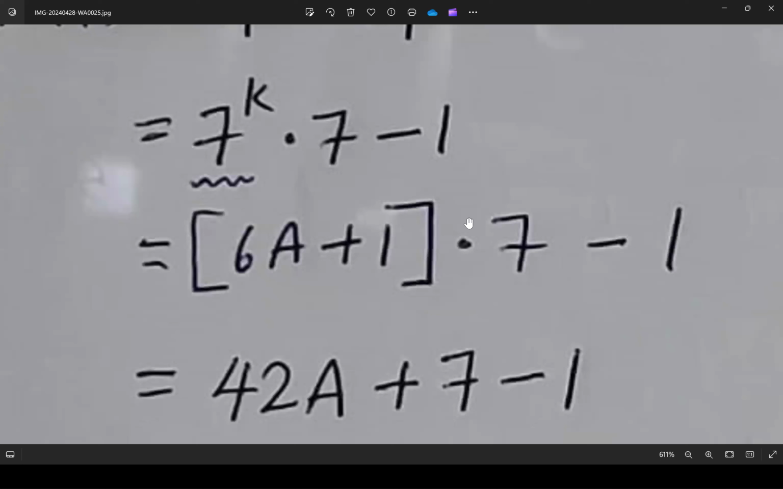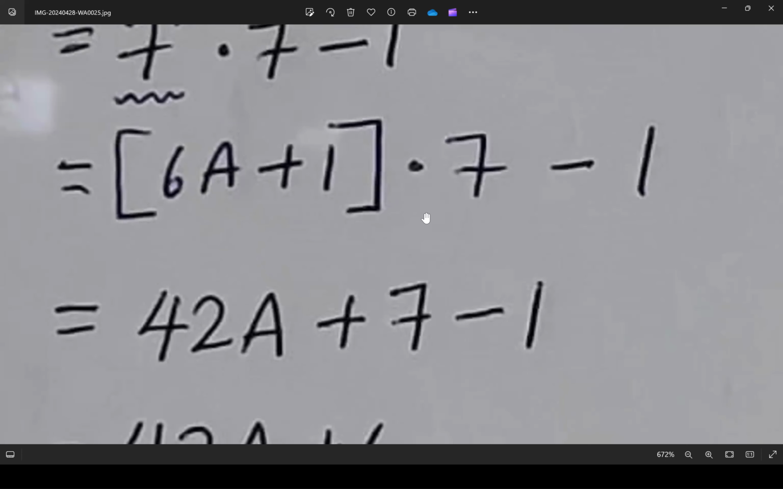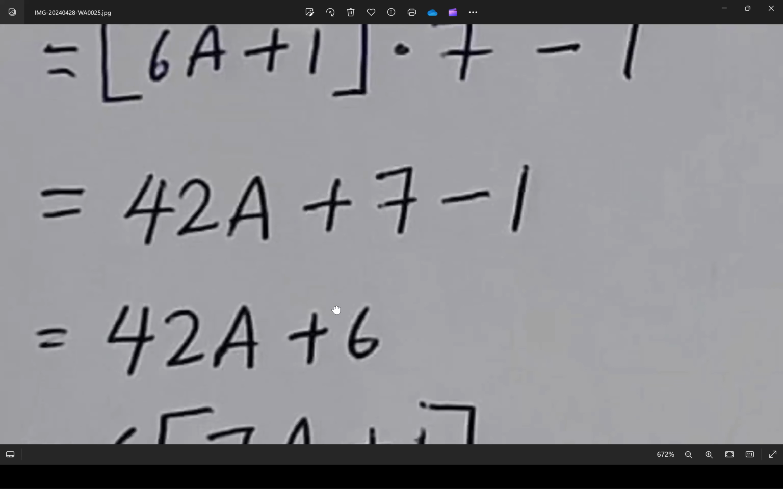Now we need to keep expanding and reducing until we have something that is divisible by 6. So we have 6a plus 1 times 7. We're going to multiply everyone here. So 6a times 7 is 42a, plus 1 times 7 is 7.